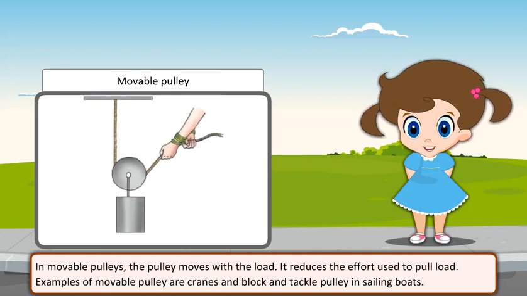In movable pulleys, the pulley moves with the load. It reduces the effort used to pull the load. Examples of movable pulleys are cranes and the block and tackle pulley in sailing boats.